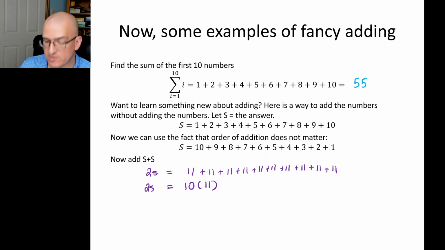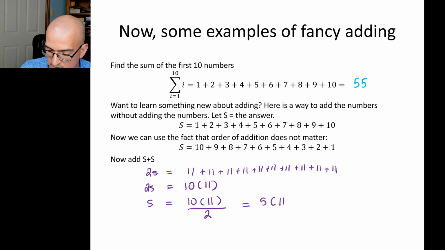So I'm going to divide both sides by 2. So my sum is equal to 10 times 11 divided by 2. Then I can divide 10 by 2, so that's 5 times 11. I gotta make sure it looks like a 5 because it looks too much like an S. So 5 times 11, which is the wanted 55, which was obtained without actually adding the numbers together.